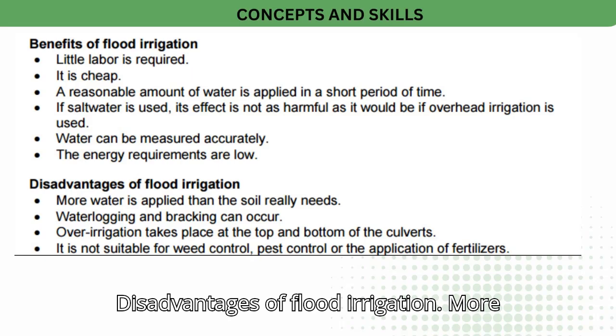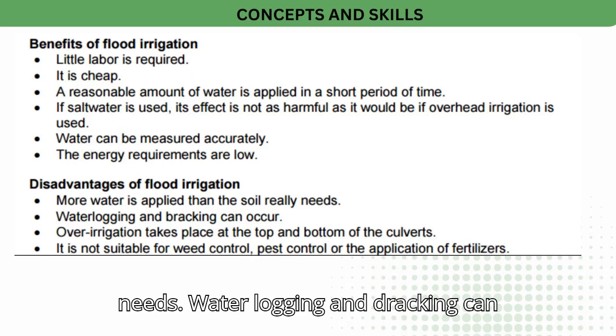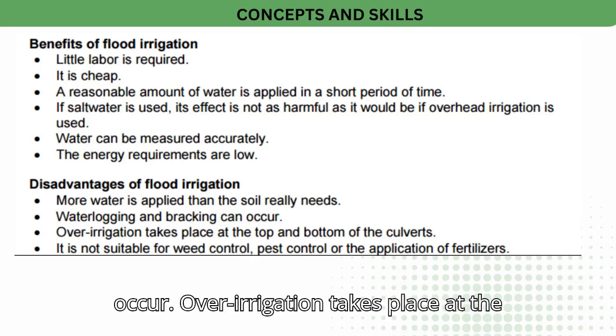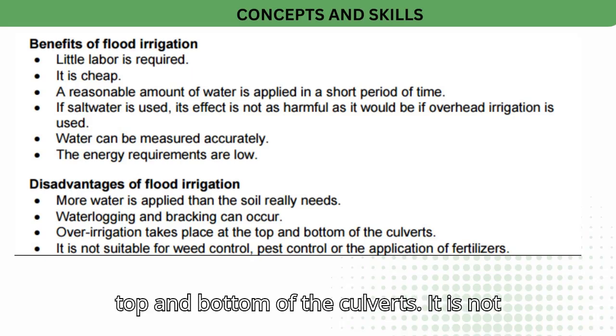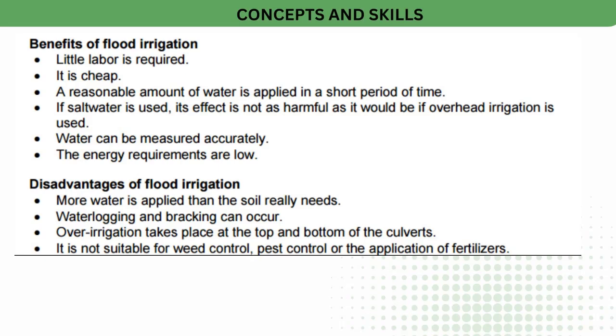Disadvantages of flood irrigation. More water is applied than the soil really needs. Waterlogging and braking can occur. Over-irrigation takes place at the top and bottom of the culverts. It is not suitable for weed control, pest control or the application of fertilizers.